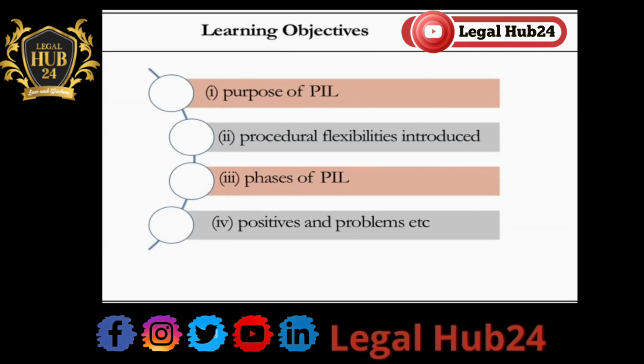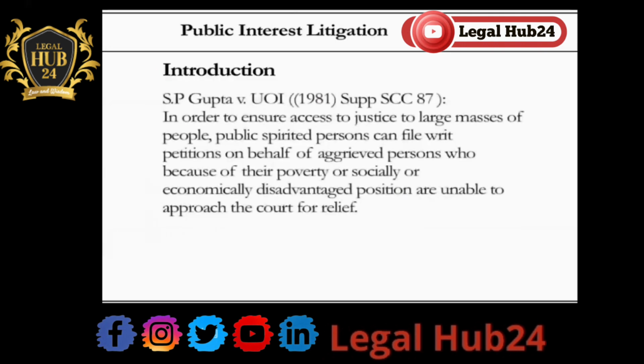The need to relax the Anglo-Saxon form of adjudication was best expressed in S.P. Gupta versus Union of India, a seminal judgment in PIL jurisprudence, where, to quote the Supreme Court, the court has to innovate new methods and devise new strategies for the purpose of providing access to justice to large masses of people who are denied their basic human rights and to whom freedom and liberty have no meaning.